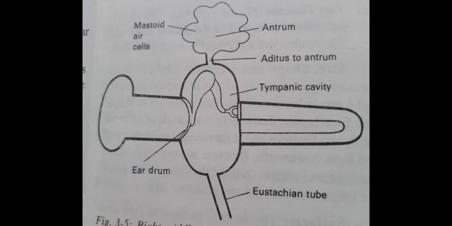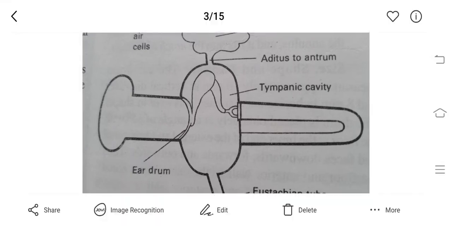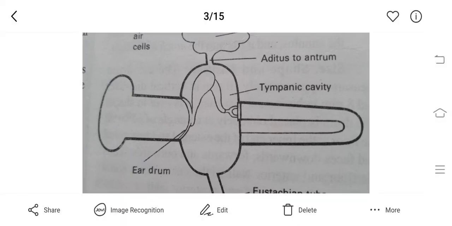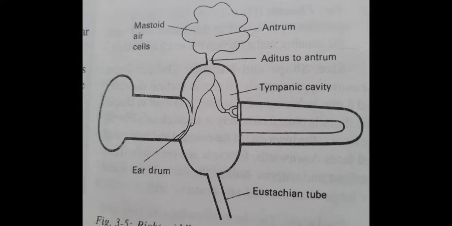On your screen this is the diagram of the ear. This one is the external ear. The external ear consists of the pinna. This is the pinna. Then the external auditory canal. So these are the two parts, that is pinna and external auditory canal.